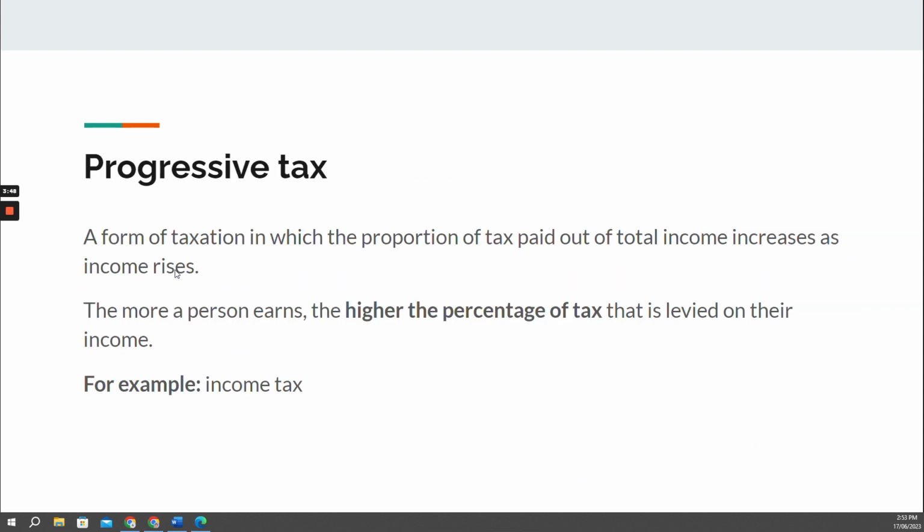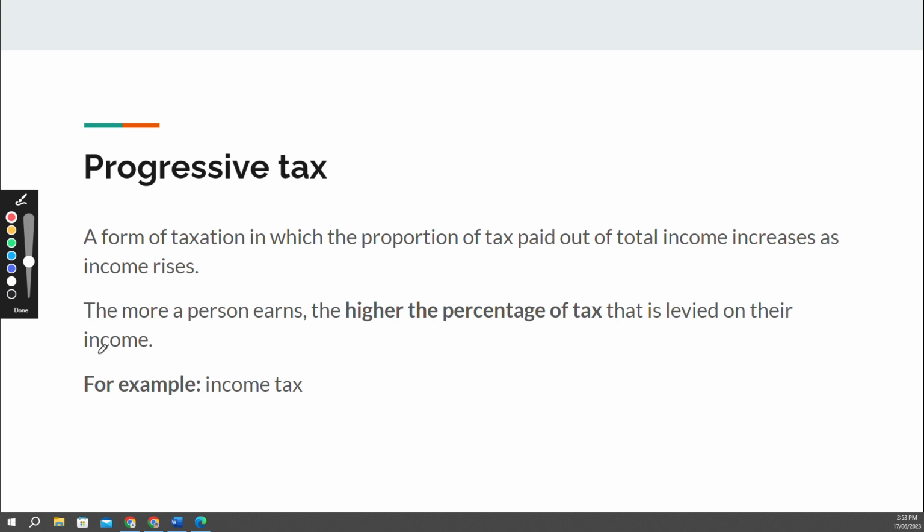Now we need to talk about types of taxes for a moment. So we're going to break down types of taxes into three types. The first one is called a progressive tax. When you progress, you move forward. It's the type of tax where the more you earn, the more you pay as a percentage of your income in tax to the government.